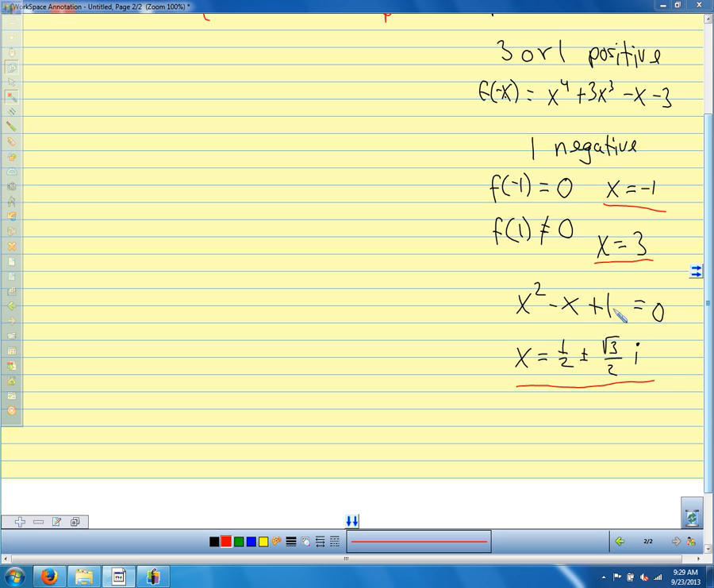If the problem asks you to find all zeros, then we would have to go to here. If it asks us to factor into real factors, then we could leave it like this. Okay?